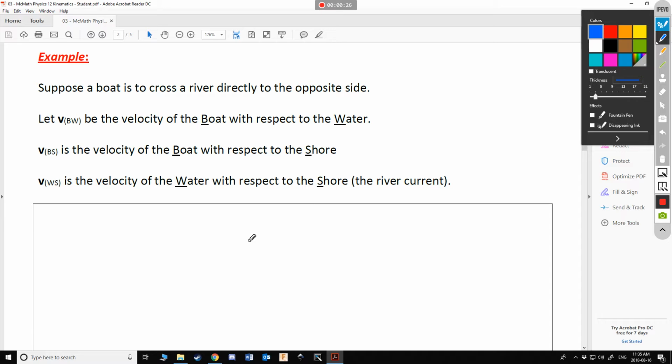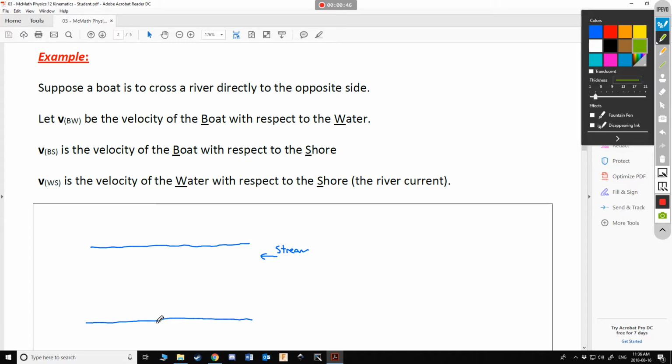So I can say, here's my river. I say the stream is traveling in this direction. Here's my stream. And our goal is to get directly across the river. So how do we get directly across the river?